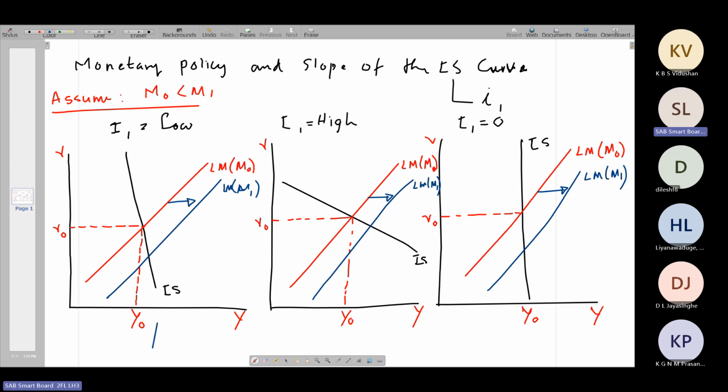Now you can see the changes in equilibrium. What happened to the equilibrium? The interest rate decreases, and the income level increases slightly. Here, you see only the interest rate decrease, but there is no change in the income if I1 is zero.